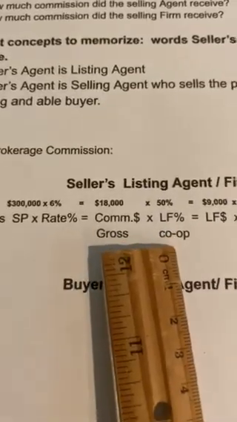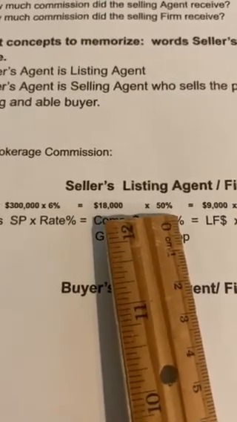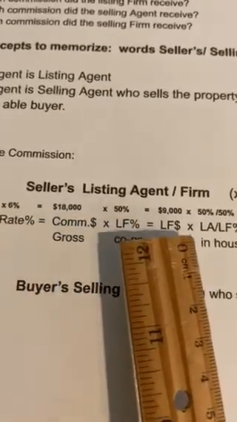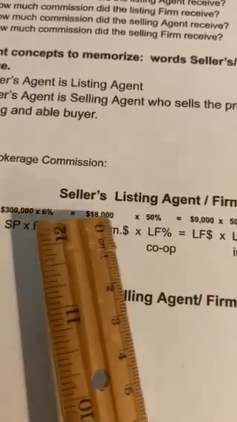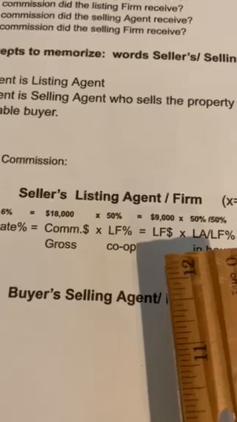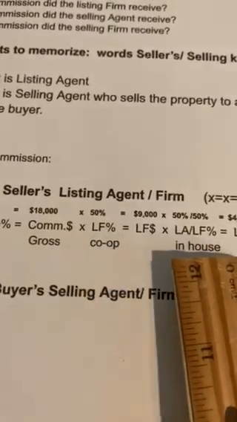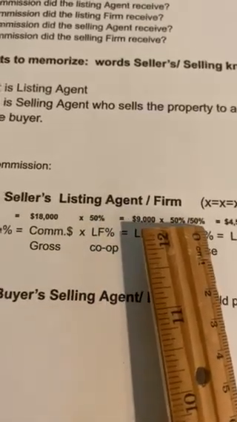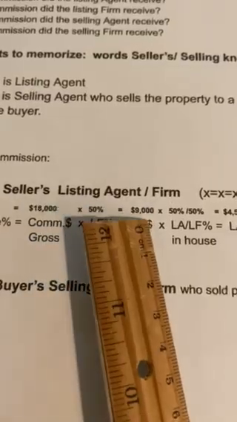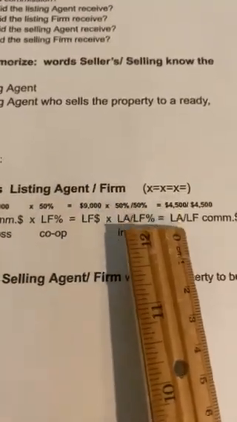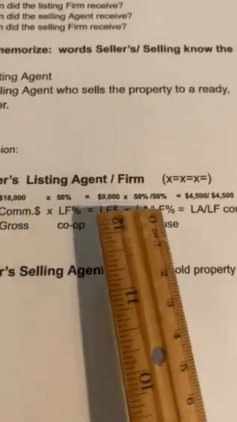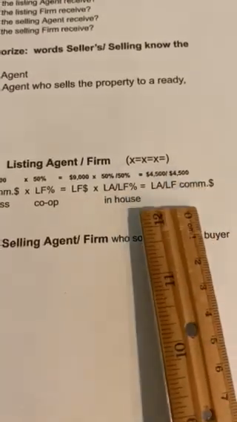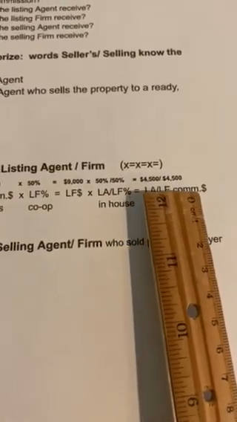And then we learned that the co-op was 50% for both of them. So 50% for listing firm, and then times 18,000 times 50% gives you 9,000. And then we learned that the in-house listing agent and listing firm percents were 50 and 50. So you would say this answer times 50 and put it over the head of the listing agent, and this answer times the other 50 and put it over the head of the listing firm. And that's what your answer will come out for your commissions.